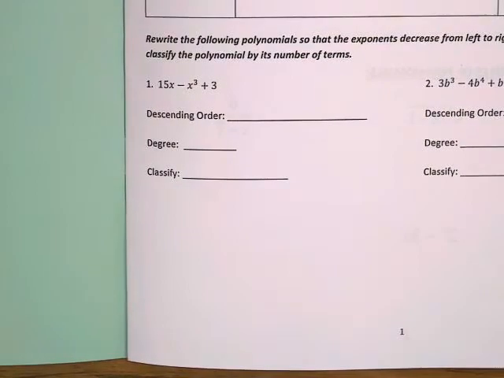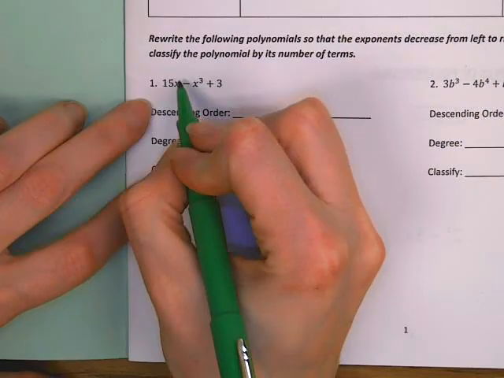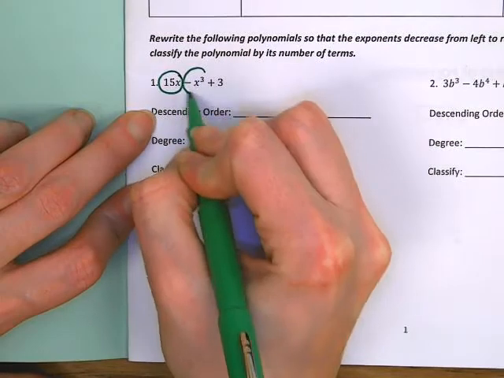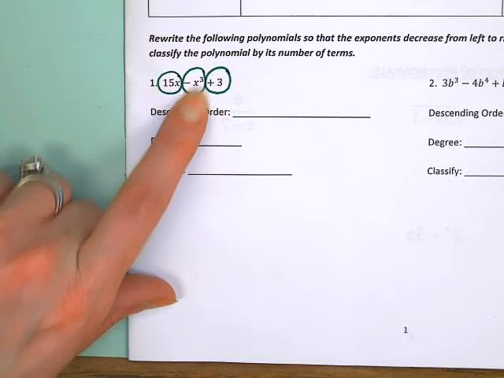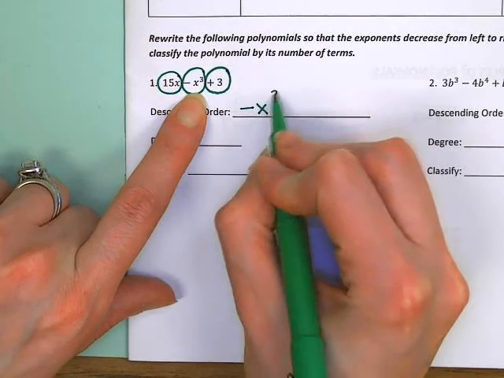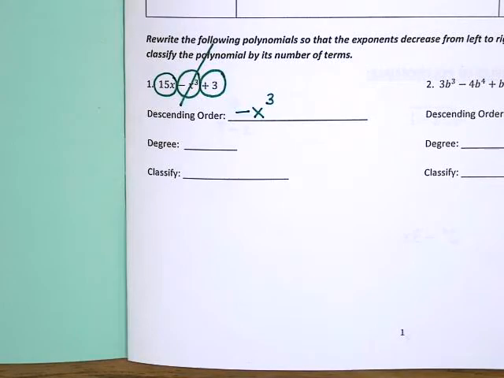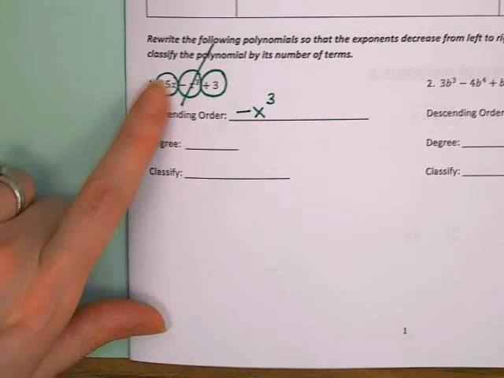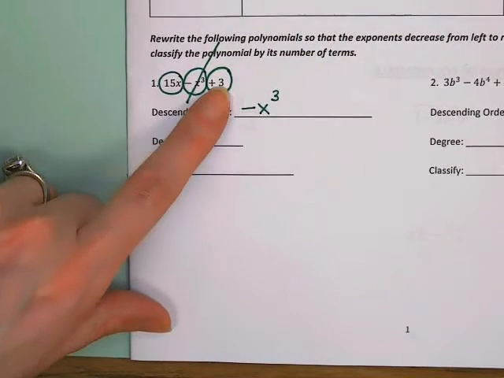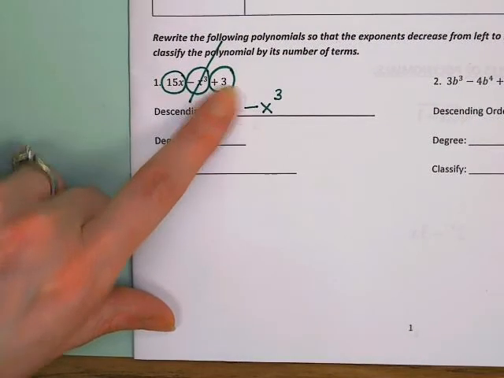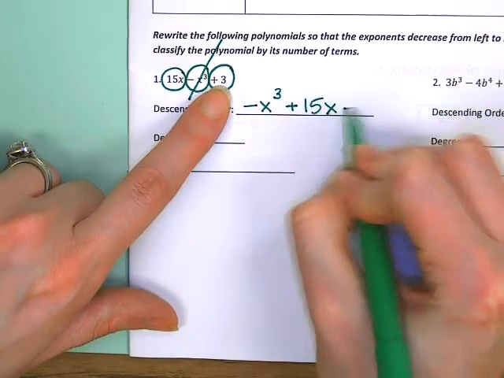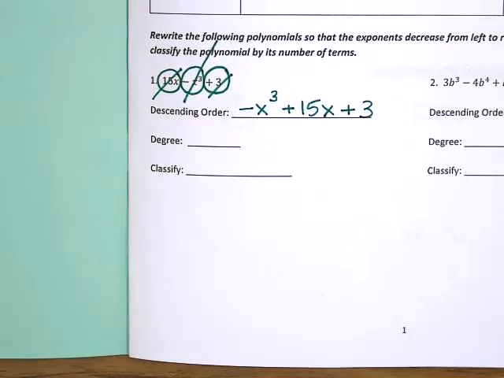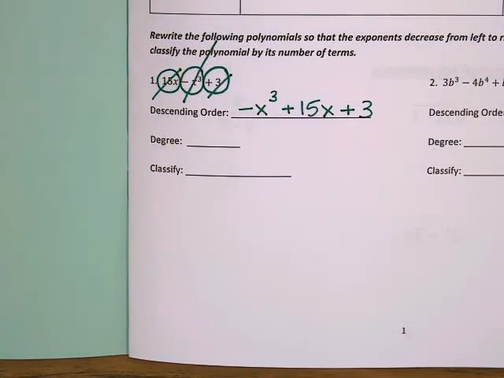So number 1, I'm giving you a polynomial. First, write it in descending order. So descending order, if we separate all the terms here, you write the highest exponent term first. So negative x cubed is the highest exponent, and then we work our way down. This one has an exponent of 1. This one has an exponent of 0, it's kind of like x to the 0. So this one comes next, and the constant will always come last. Okay, so that's descending order.